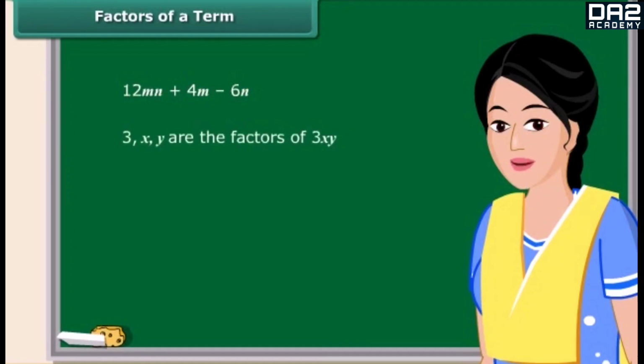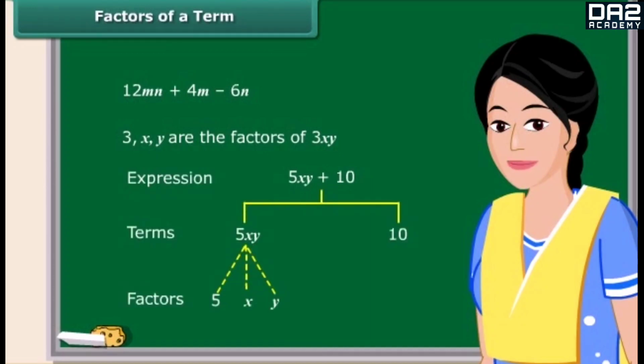Look at this term. We say that 3, x, and y are the factors of the term 3xy. Do you know we can also represent 5xy plus 10 by a tree diagram? See, the dotted lines are used here for factors and continuous lines for terms. Remember, the factors cannot be further factorized.